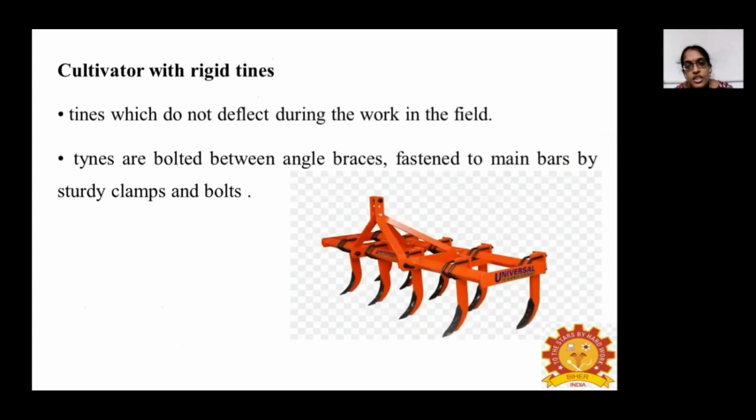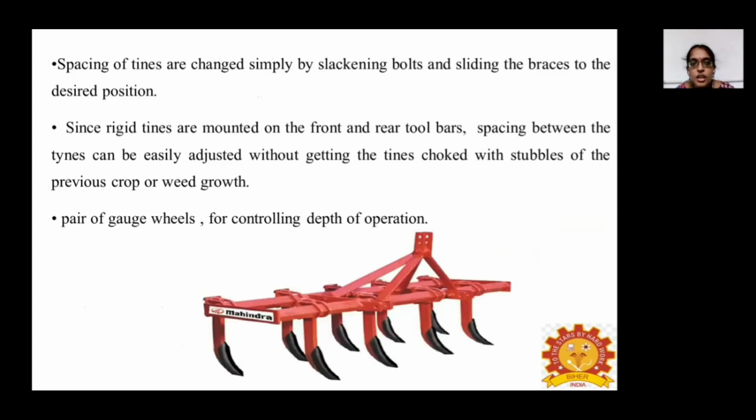Next, the cultivator with rigid tines, which won't lift up or deflect during working conditions. It consists of a bolt fitted with an angle and a base, fastened to the main bars by steady clamps and bolts. Spacing can be changed simply by slackening the bolts. It has a pair of gauge wheels to control the depth of operation. The rigid tines are mounted on the front of the toolbar, and the spacing between the tines can be easily adjusted without the tines getting choked on the stubble of the previous crop.